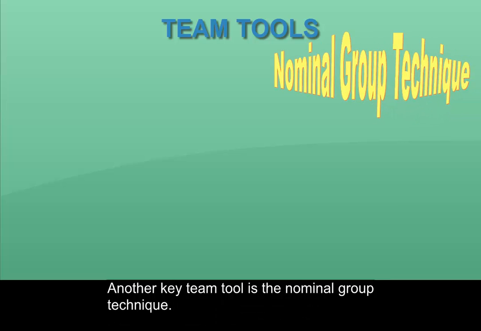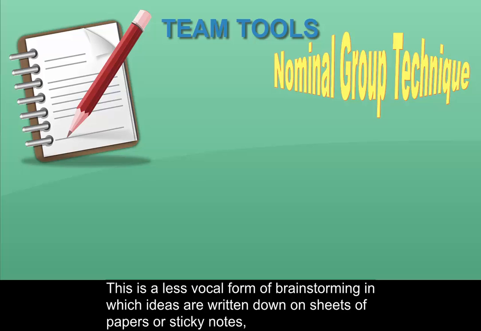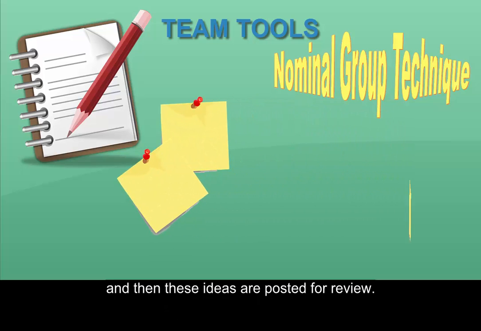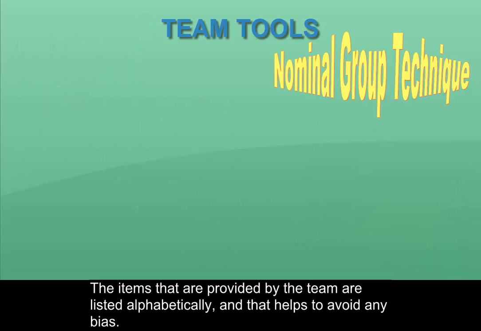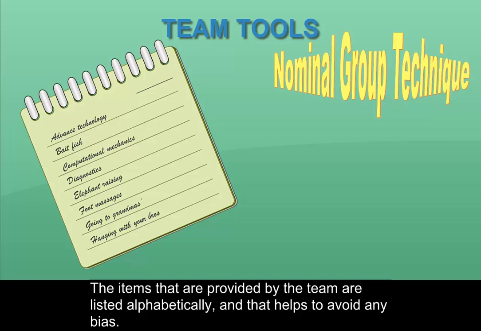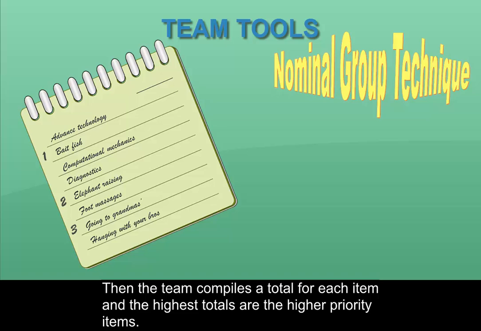Another key team tool is the nominal group technique. This is a less vocal form of brainstorming in which ideas are written down on sheets of paper or sticky notes, and then these ideas are posted for review. Nominal group technique is used as a way to prioritize a list of ideas or items. The items that are provided by the team are listed alphabetically, and that helps to avoid any bias. Then each team member ranks each item using a higher number for a higher ranking. And then the team compiles a total for each item, and the highest totals are the higher priority items.